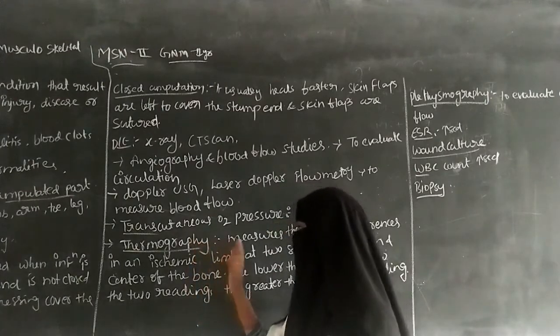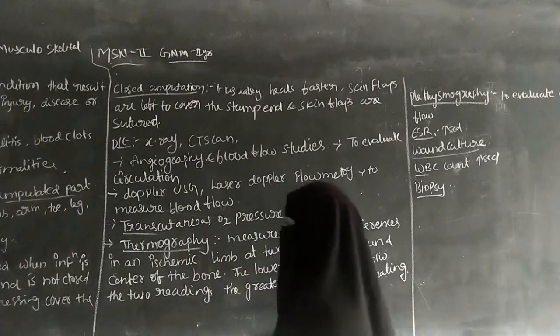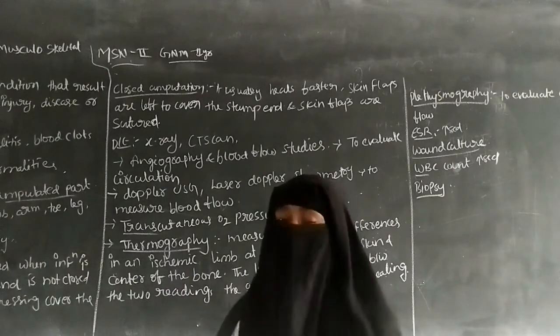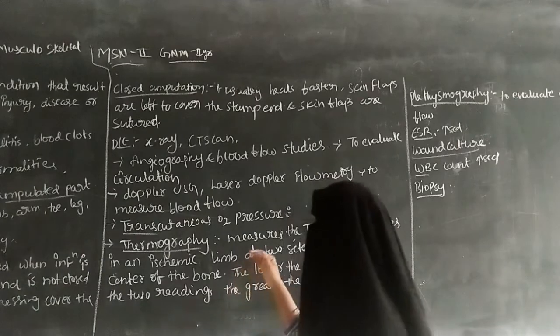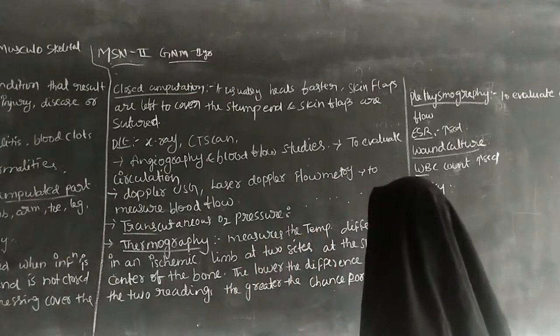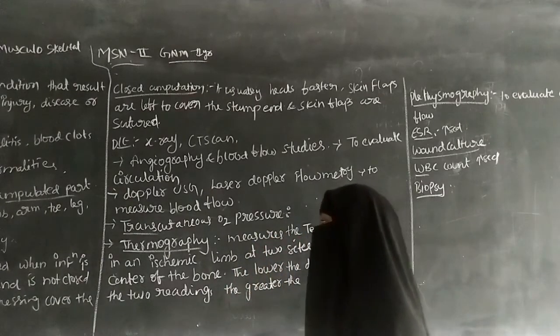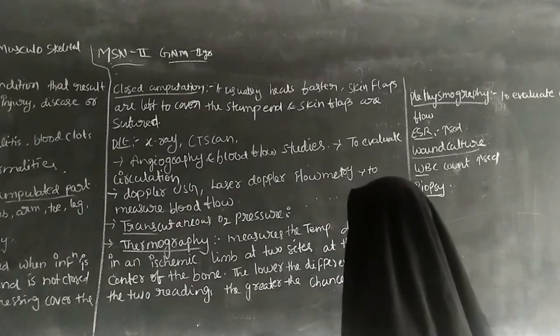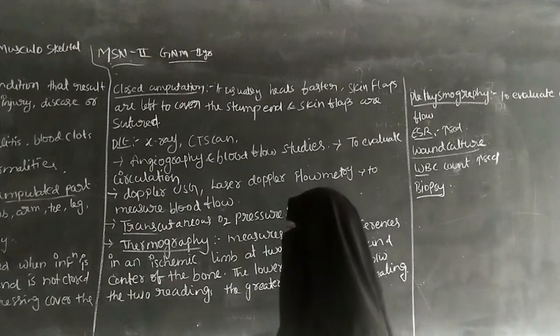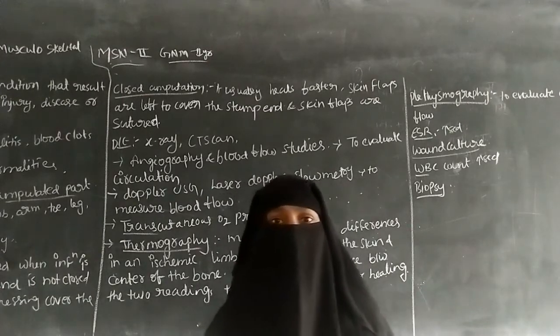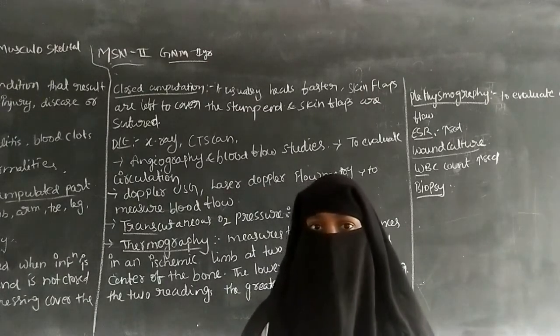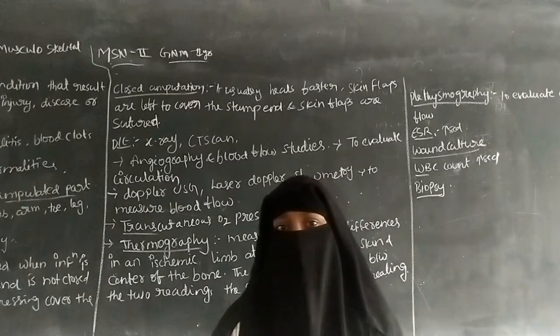And next one is thermography. In thermography, it can be used to know the temperature of the skin. It measures the temperature differences in an ischemic limb, at two sites, at the skin and the center of the bone. So thermography can be used to measure the temperature between the skin and the affected bone.